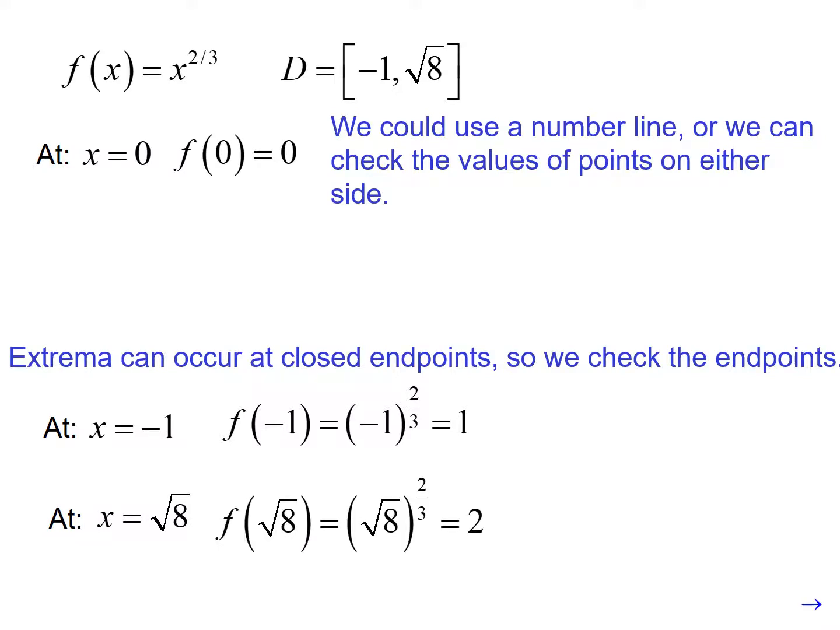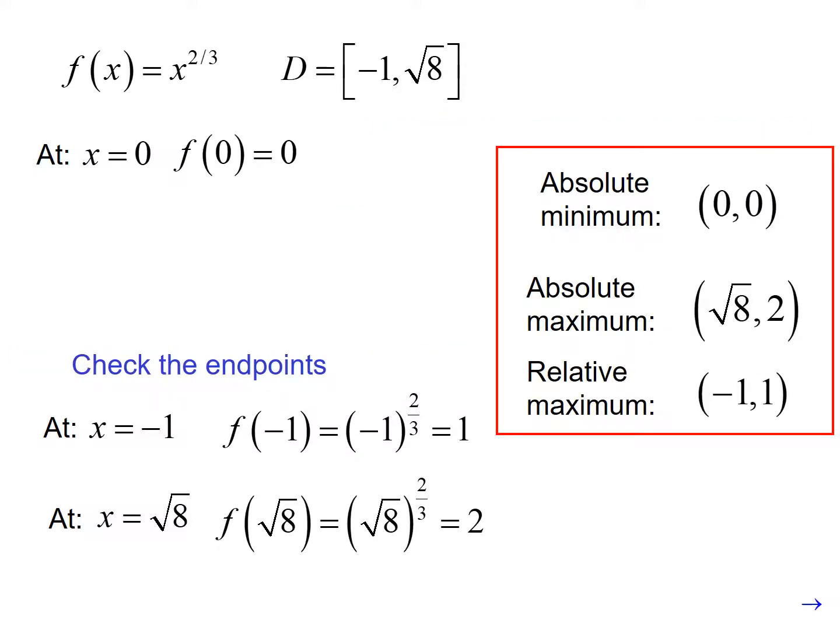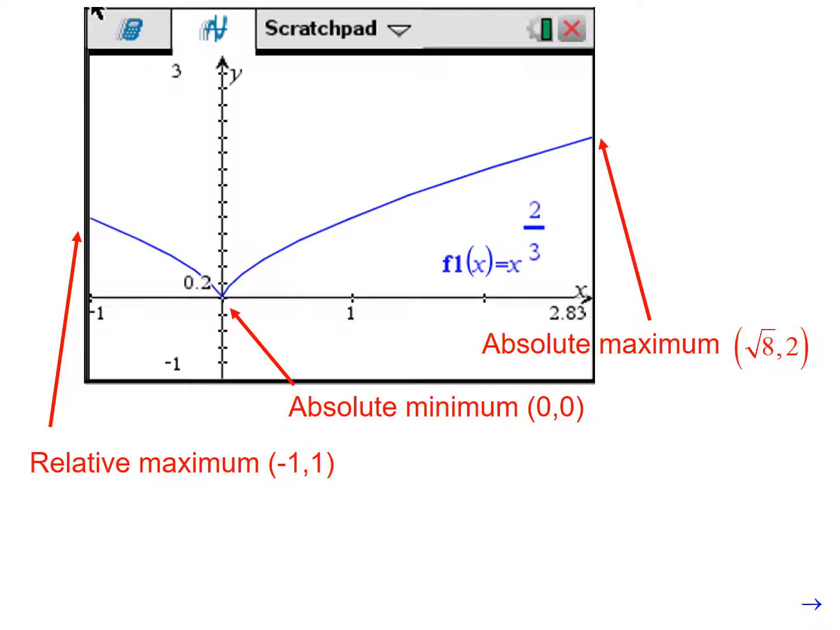And so we don't need to use a number line at all, because we know our one critical point, and we can see that the values to the left and the right are larger, making our critical point a minimum. Absolute minimum of 0, 0, absolute max of √8, 2, and a relative minimum of -1, 1. Here's the graph of the function we were just looking at, so you can visualize what those maxes and mins look like.